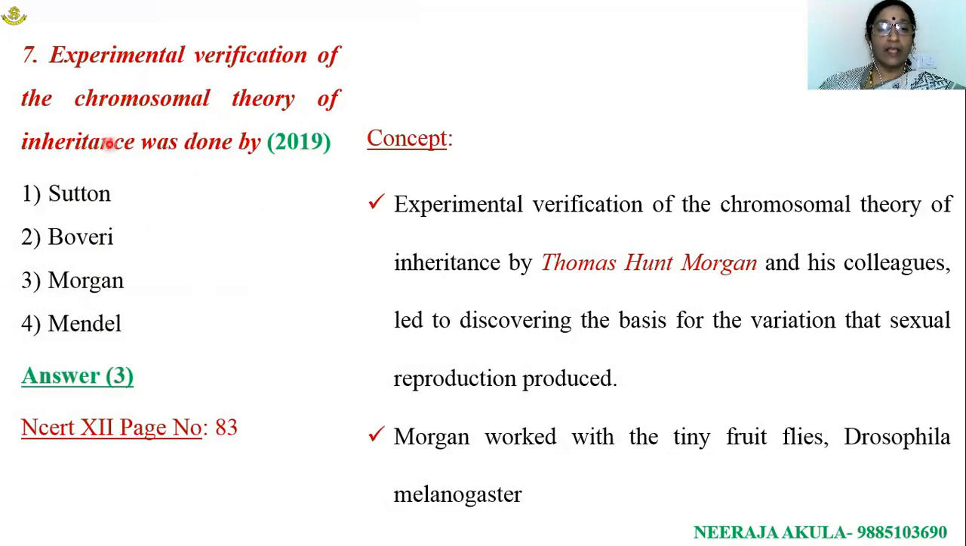Experimental verification of the chromosomal theory of inheritance was done by Sutton, Boveri, Morgan and Mendel. It was done by T.H. Morgan. He conducted his experiments on Drosophila melanogaster.